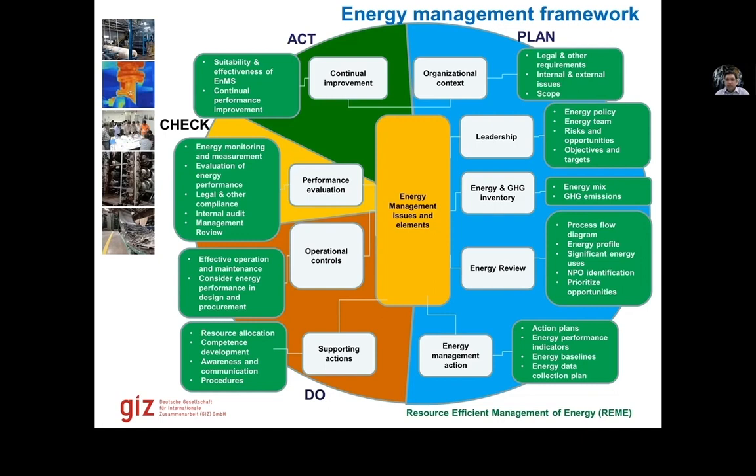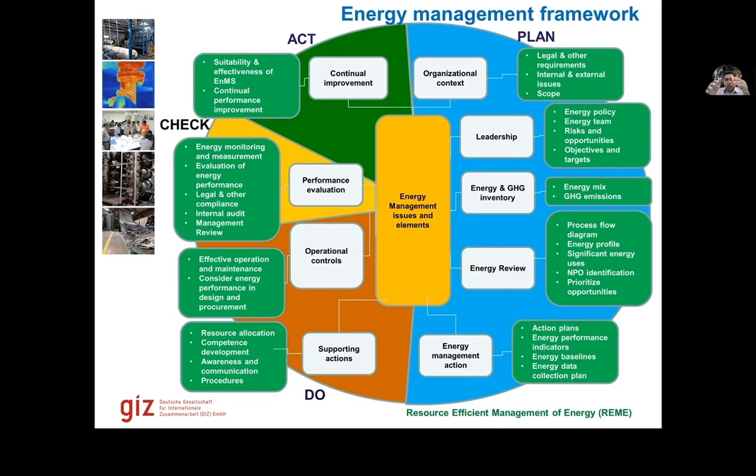Then conducting an energy review, developing a process flow diagram, conducting an energy profiling. Where is the energy coming from and how is it being used? Identifying which are the biggest energy users, identifying which are these wastages or non-product outputs where we can reduce our cost, and then doing a prioritization. So which are the bigger ones that we need to take care of? Then doing the action planning, setting up energy performance indicators. These are the things that we will talk about in details in today and next day sessions as well. Setting up baselines, developing energy data collection plans.